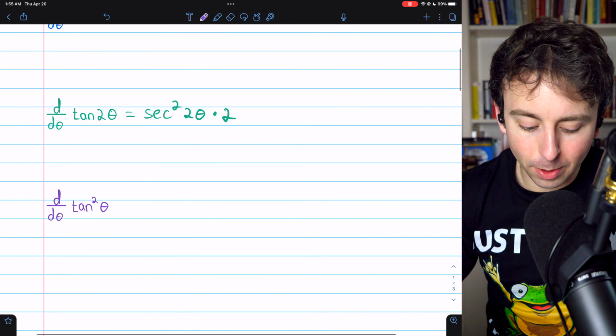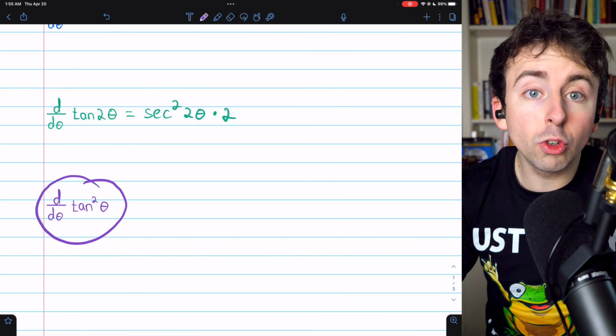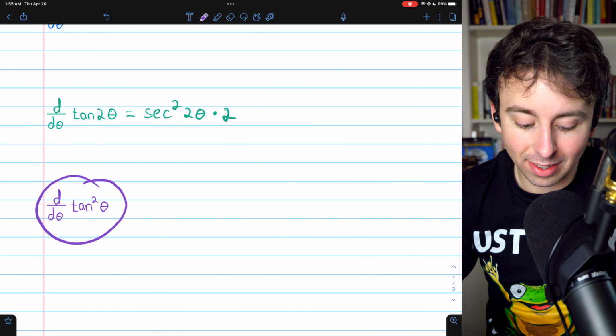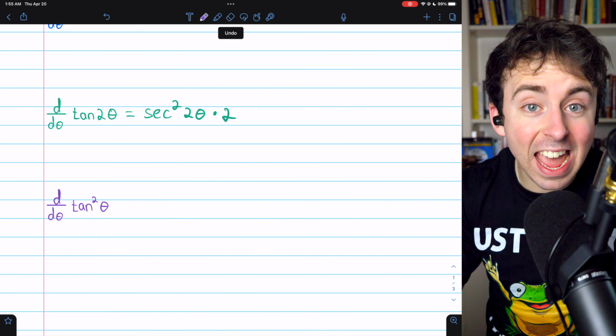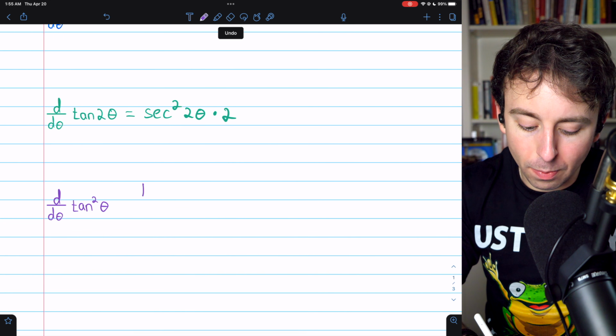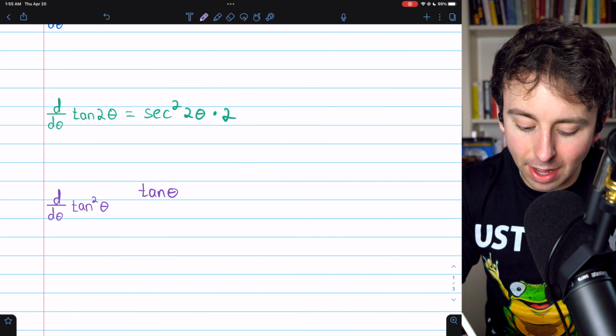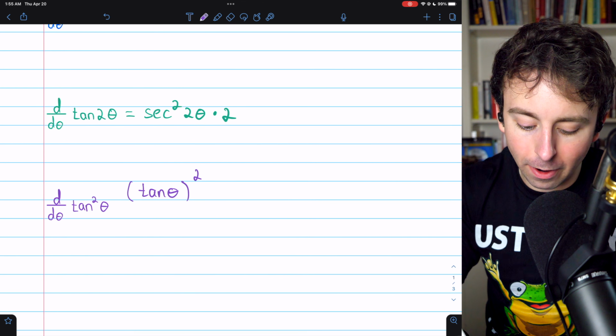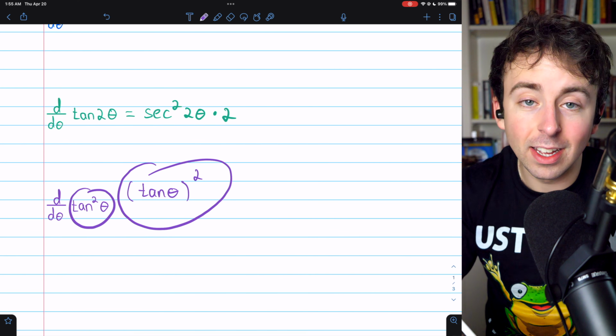Final easy example, the derivative of tangent squared of theta. So notice this is how it's going to be written if the tangent function is being squared. The other possibility is that it would be written like this, tangent of theta in parentheses squared. These are the same thing.